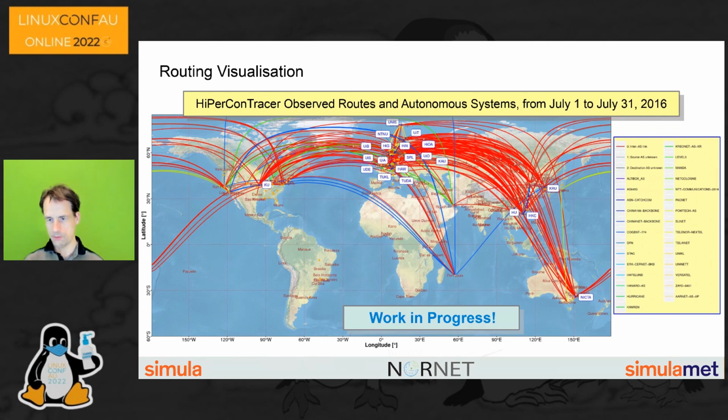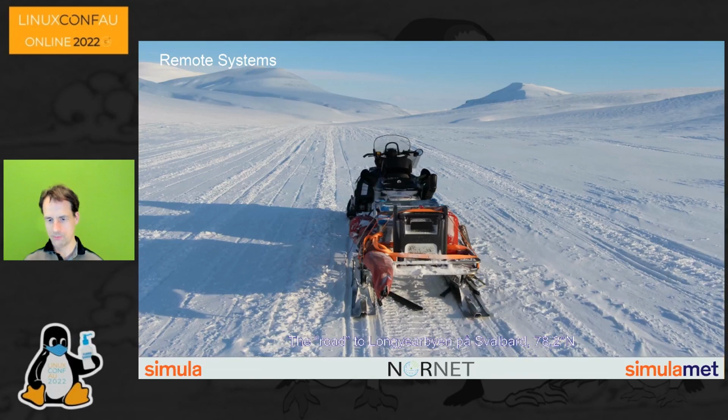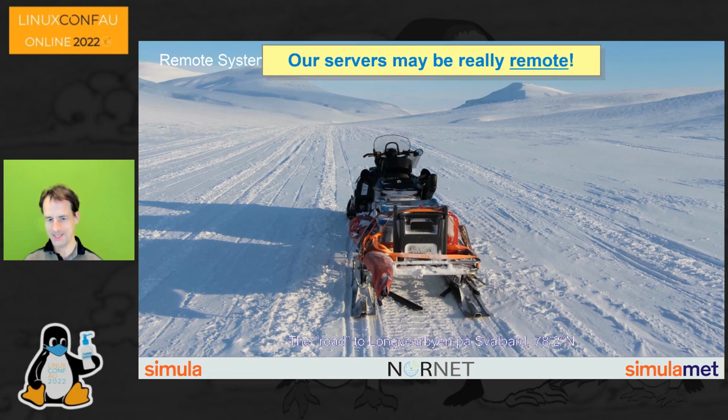So particularly, also depending on the combinations of ISP locally and remotely, you can see that some of the connections go westwards over United States, while other connections go eastwards over Russia or Dubai and other locations to East Asia. So quite interesting. And particularly, of course, as mentioned, we have quite interesting sites, and particularly when it comes to remote systems for our NorNet setups. Well, our servers can be really remote.